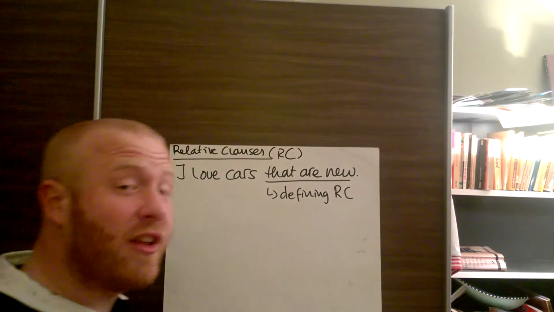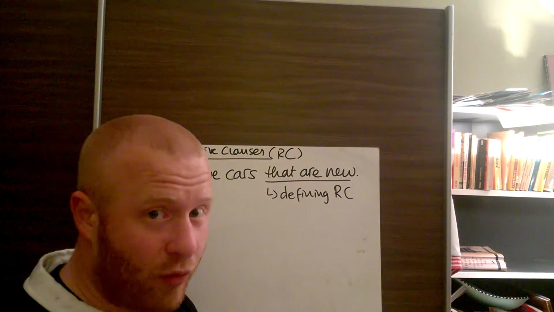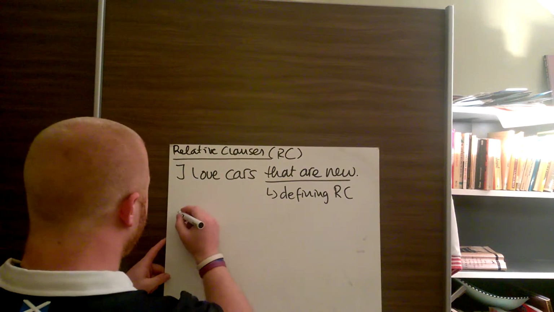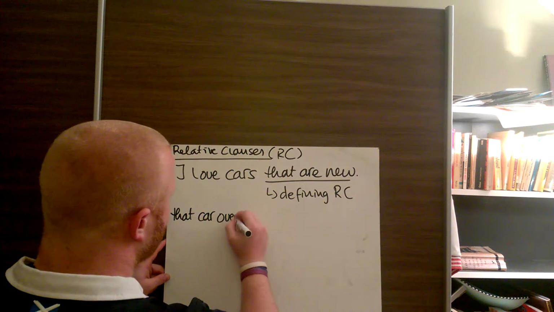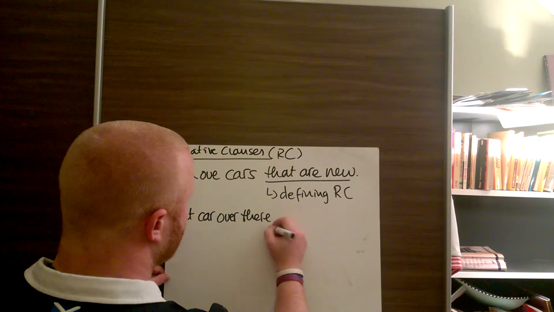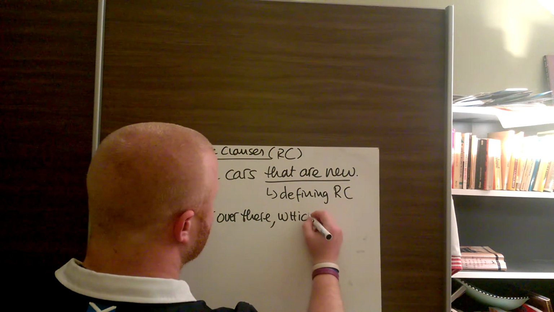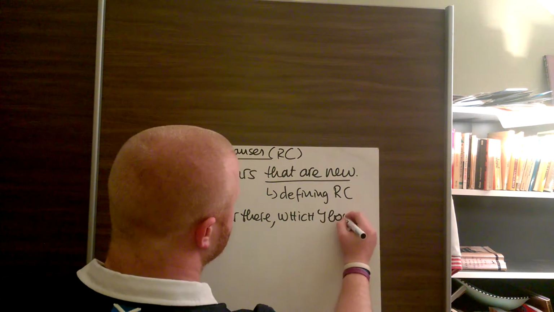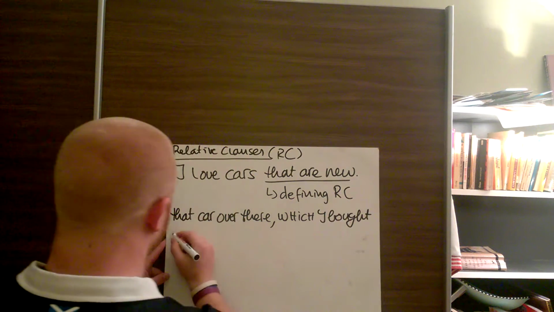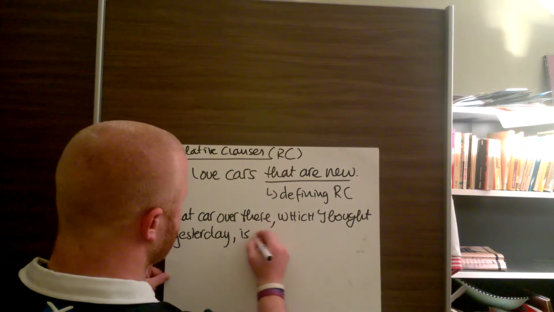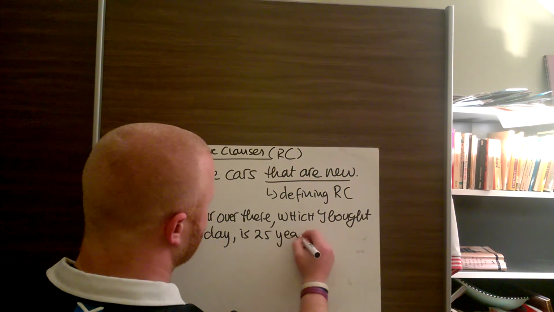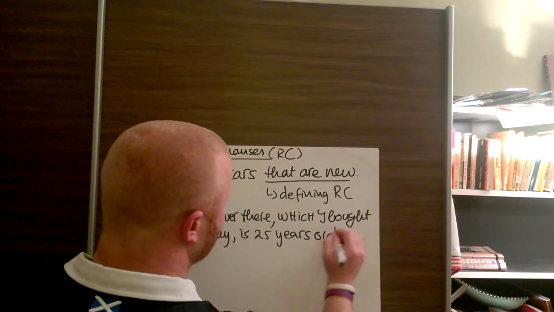So let me give you an example of a sentence that contains a non-defining relative clause. For instance, that car over there, which I bought yesterday, is 25 years old.